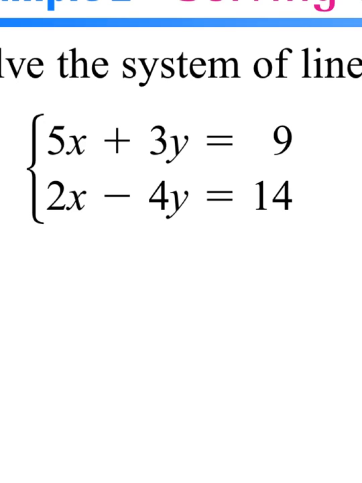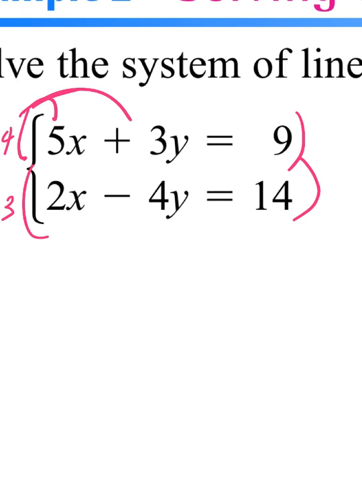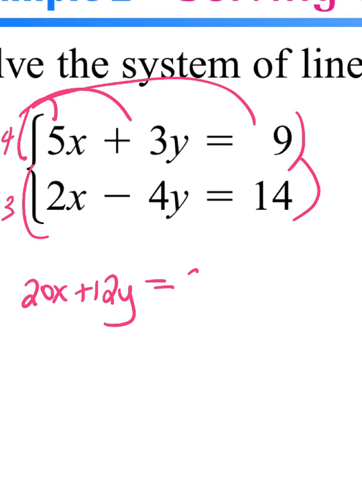If you want to eliminate x's, fine, but let's eliminate the y's. What are we going to multiply by? 3. Okay, so the top we're going to multiply by 4, and the bottom we're going to multiply by 3. Agreed? Okay, guys, remember when we do this, we distribute to everything. So 4 times 5 is 20x. 4 times 3 is 12y equals 4 times 9 is 36. You have to go to both sides of the equal sign.